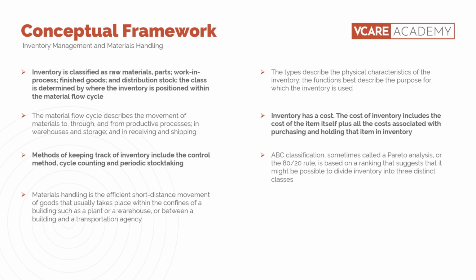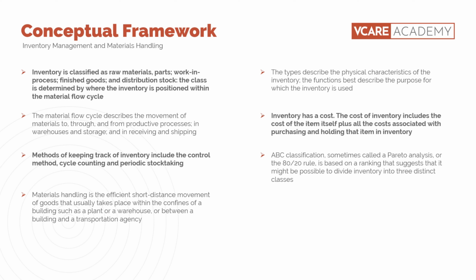The material flow cycle describes the movement of materials to, through, and from productive processes, in warehouses and storage, and in the receiving and shipping. Inventory has a cost, and the cost of inventory includes the cost of the item itself, plus all the costs associated with purchasing and holding that item in inventory.